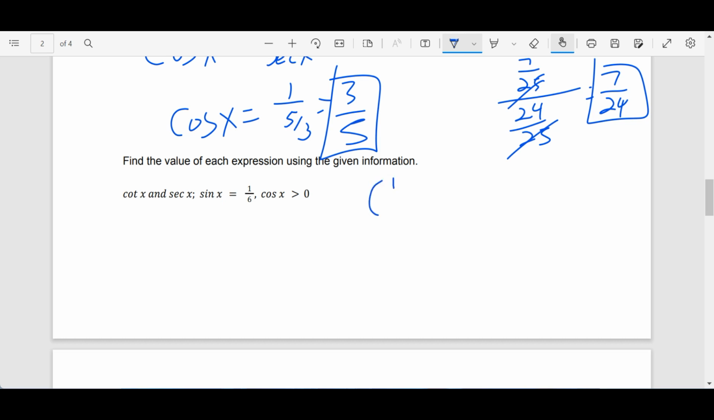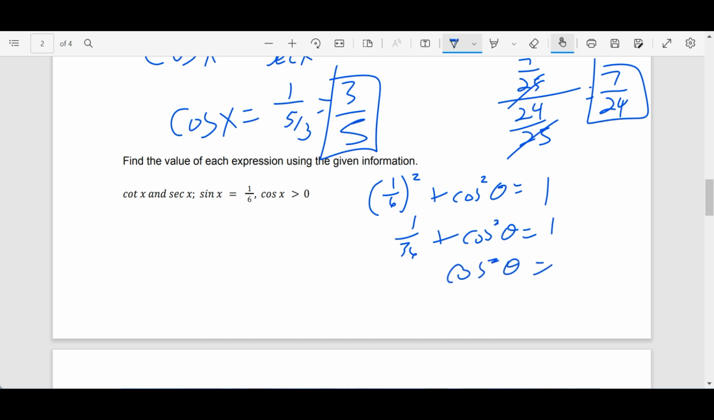So sine's 1 over 6, and sine squared theta plus cosine squared theta equals 1. You get 1 over 36 plus cosine squared theta equals 1. Subtract that 1 over 36, and you get cosine squared theta equals 35 over 36. And you square root it, and you'll get cosine, not squared anymore, because I square rooted it, is equal to root 35 over 36.